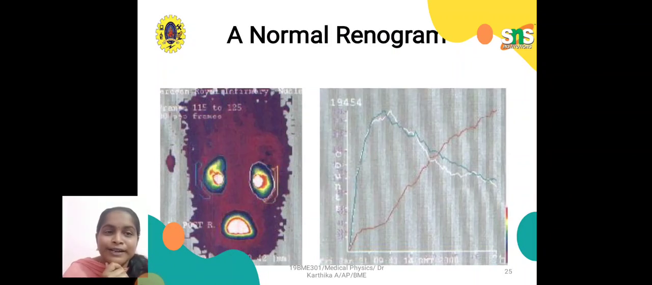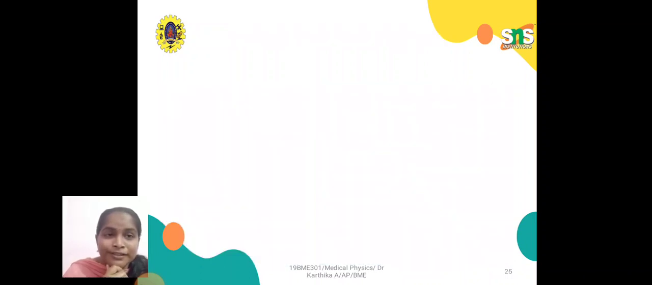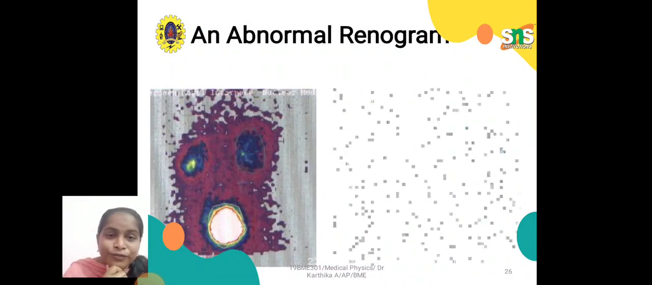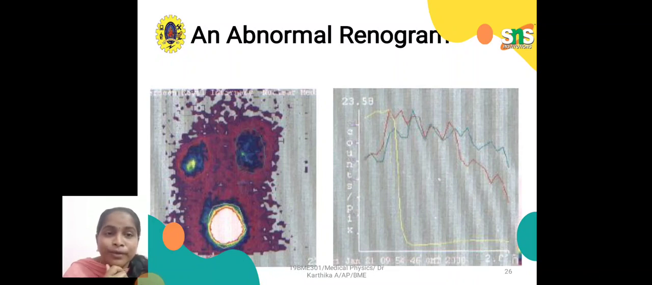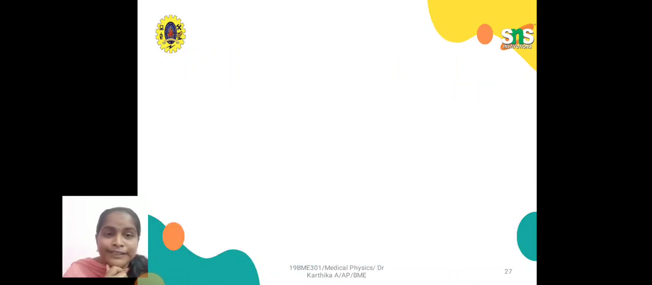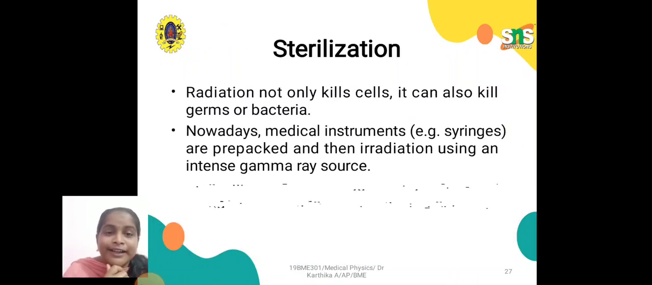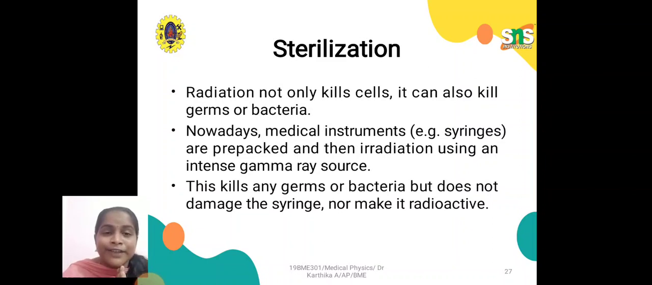And also we have normal renogram images, and also this shows the abnormal renogram. See the difference. And previously we have discussed that ionizing radiation is used for sterilization also.